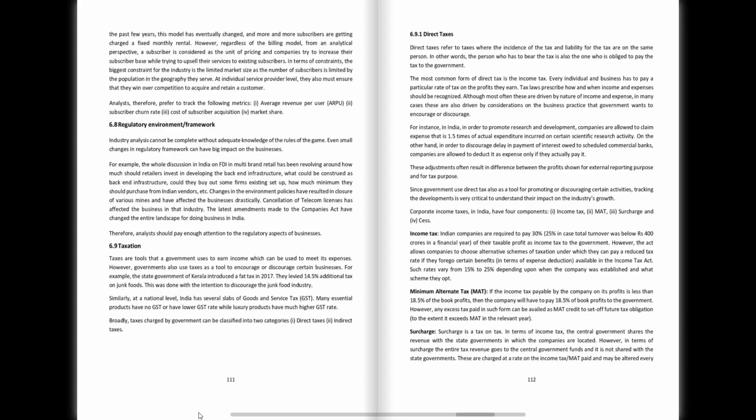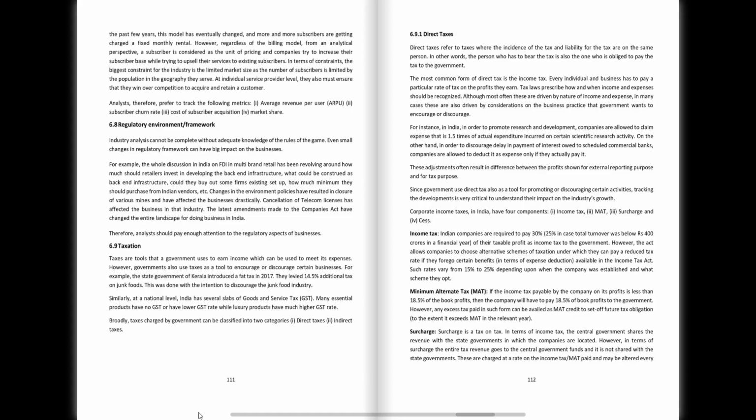Such rates vary from 15% to 25% depending upon when the company was established and what scheme they opt. Minimum alternate tax, MAT. If the income tax payable by the company on its profits is less than 18.5% of the book profits, then the company will have to pay 18.5% of book profits to the government. However, any excess tax paid in such form can be availed as MAT credit to set off future tax obligation to the extent it exceeds MAT in the relevant year.